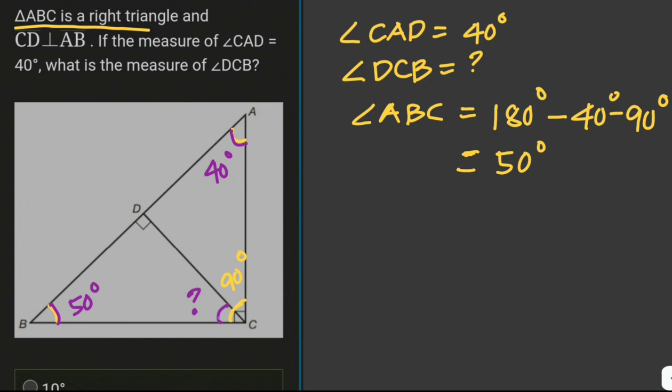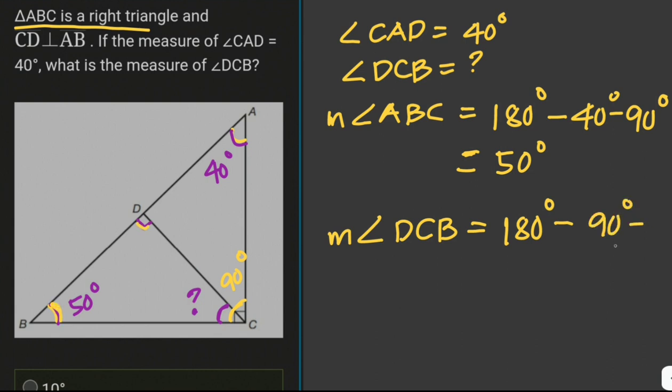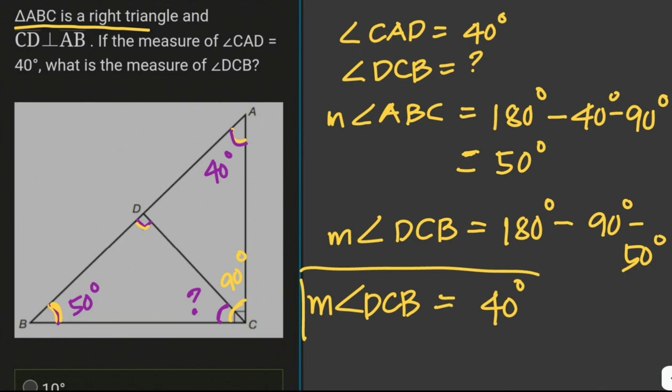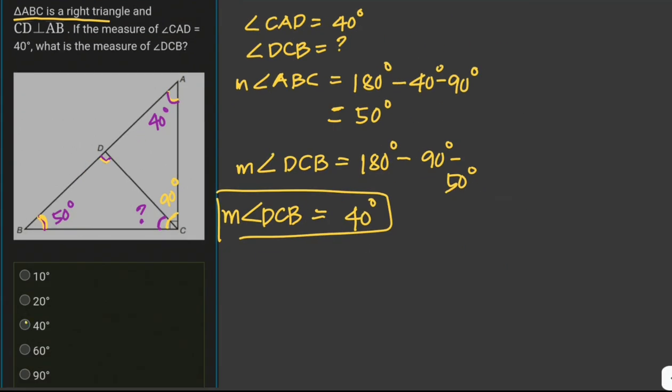And now we can solve for this angle, since it is given that this angle is 90 degrees. So the measure of angle DCB is just 180 degrees minus the sum of the two angles, this one and this angle. So minus 90 degrees minus 50 degrees. So this is just equal to 40 degrees. So that is the measure of angle DCB. So our answer here is this one.